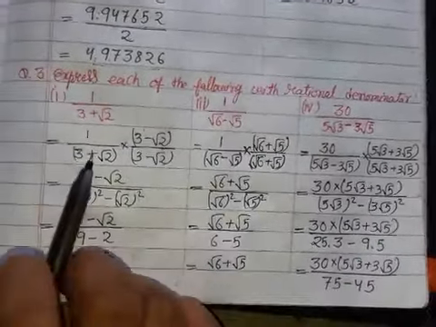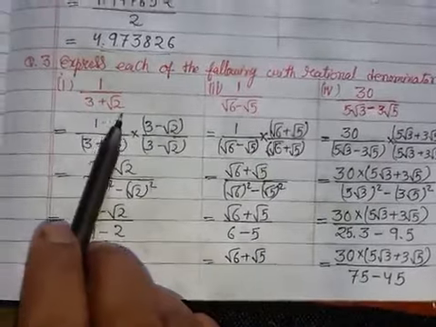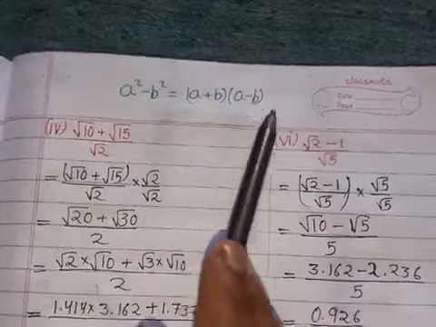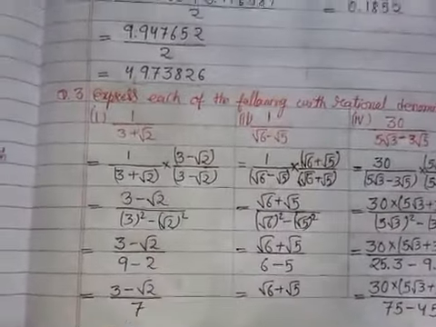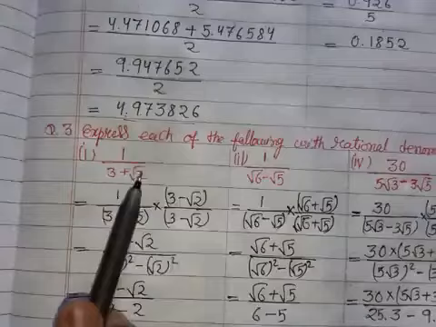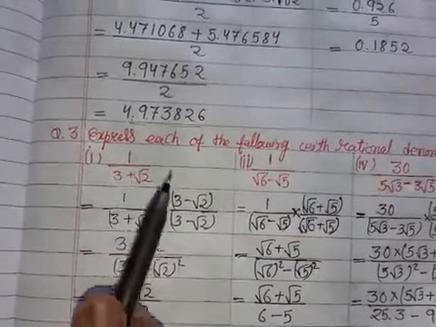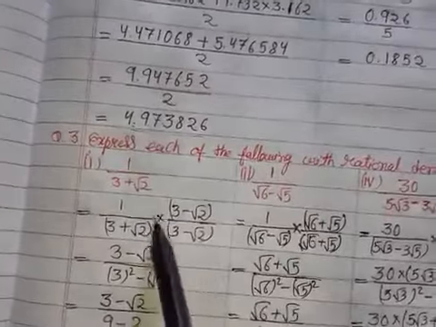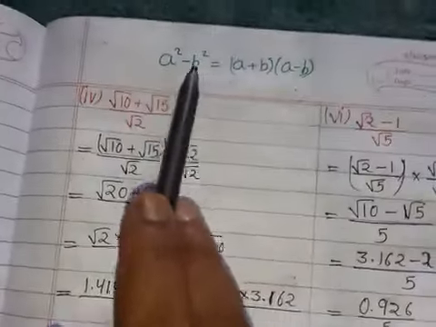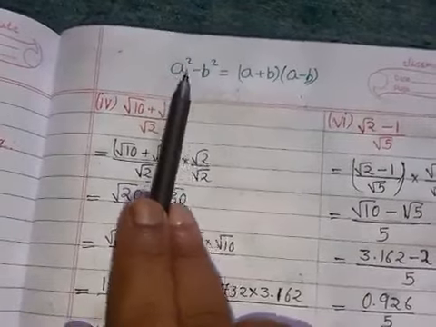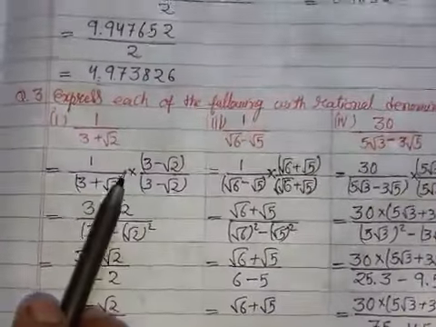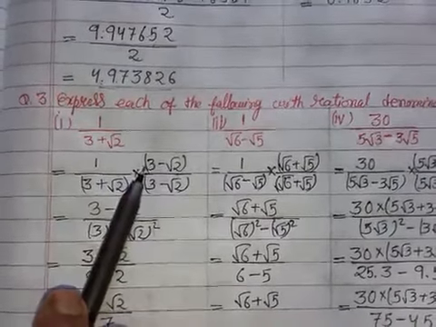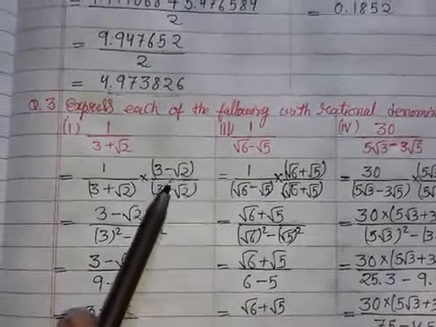Okay, so at first we use the formula of a square minus b square, a plus b, a minus b. So we convert in this form. Okay, here suppose it is a plus b, so what we need a minus b to complete the formula. Okay, because in this formula the square removes any roots. Okay, so here we take multiplied with root 3 minus root 2 by 3 minus root 2, same.